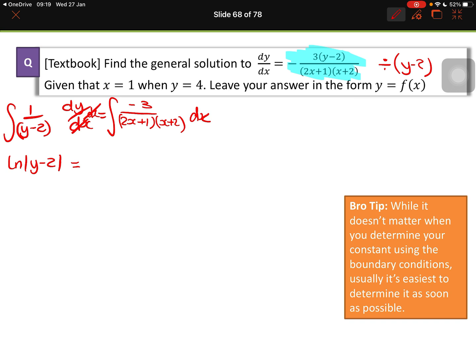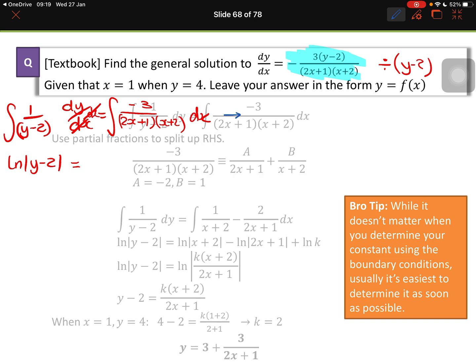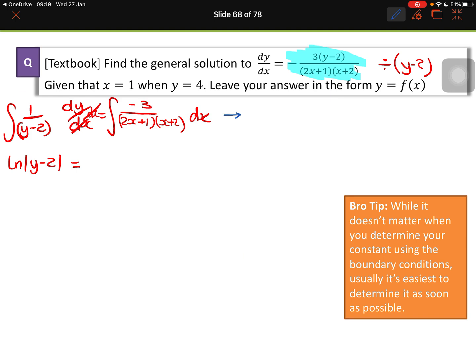So first thing you're going to need to do, same as what we did earlier on in the topic, we'll take that and work out, using partial fractions, what the split of the fraction is. Okay, so what we end up with is minus 3 equals a lots of x plus 2 plus b lots of 2x plus 1. So set up your partial fractions, guys, and then we'll manipulate it round.